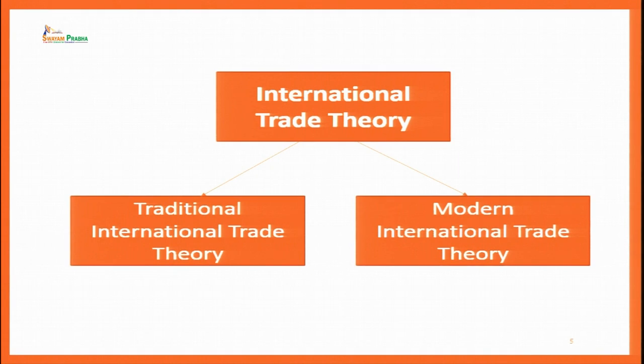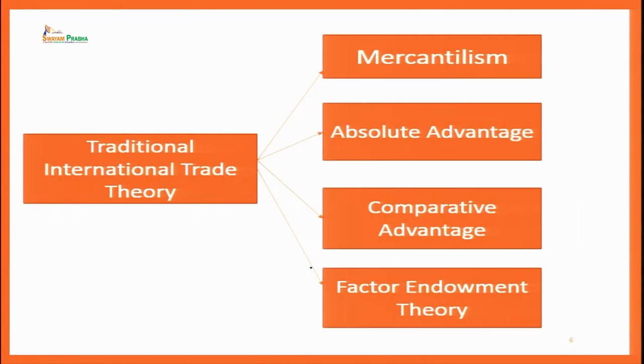There are two broad demarcations of international trade theory. One is the traditional theory, and the other is the modern international trade theory. Let's begin with the traditional international trade theory, and then within this lecture we will also cover the modern international trade theory. So let's first look at what theories are going to be covered. The traditional theories cover the theory of mercantilism, the absolute advantage theory, and the comparative advantage theory, which is actually the comparative cost advantage and absolute cost advantage theory. The fourth one is the factor endowment theory.